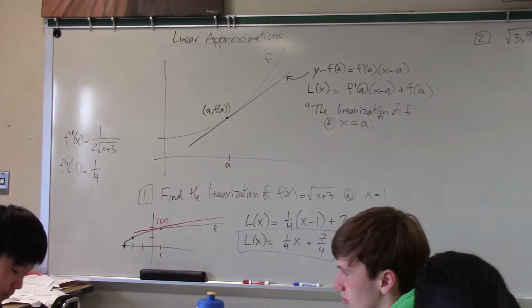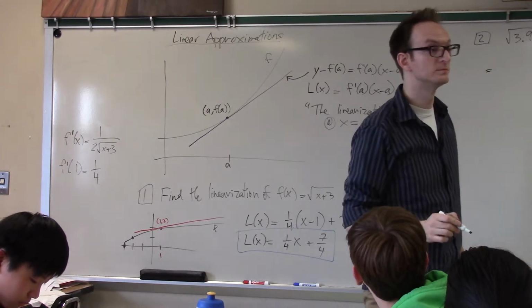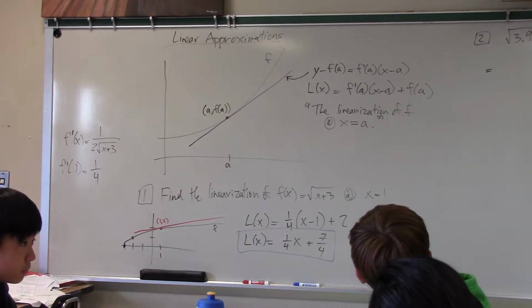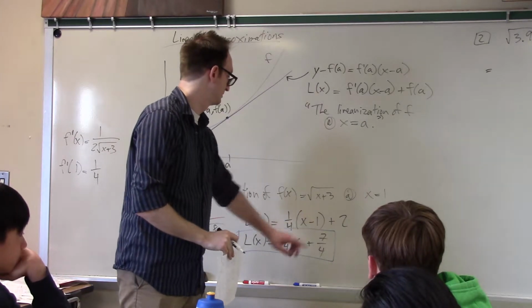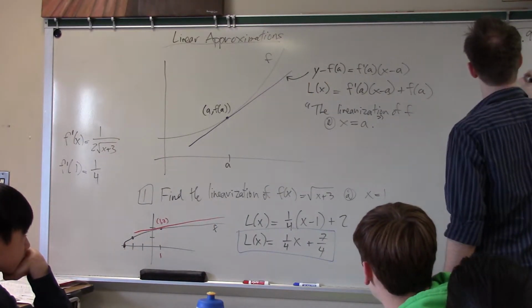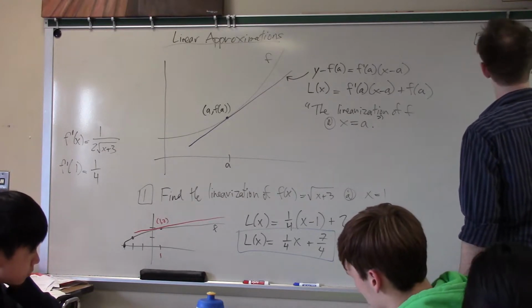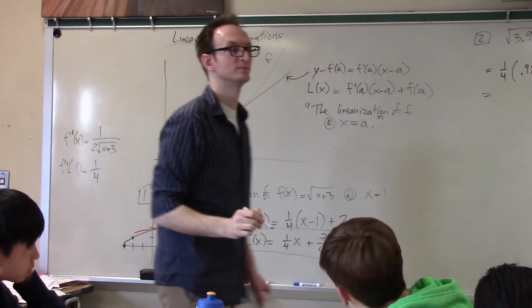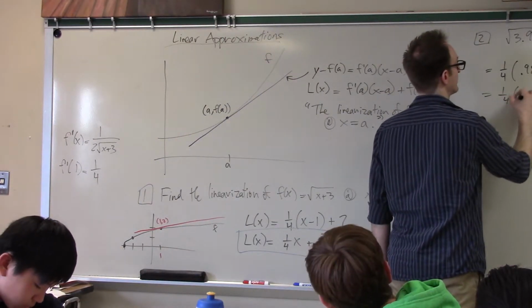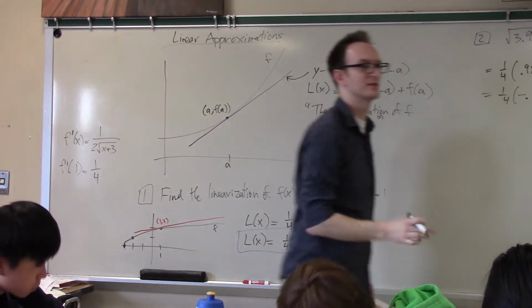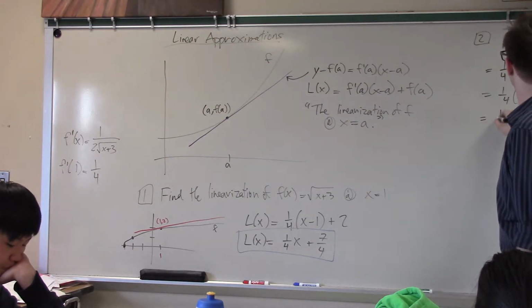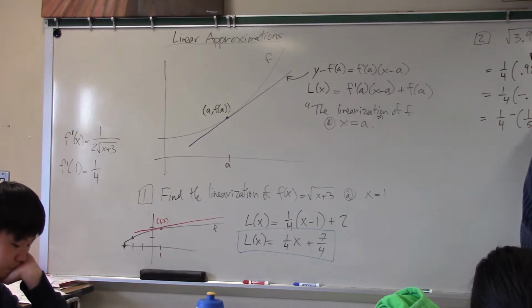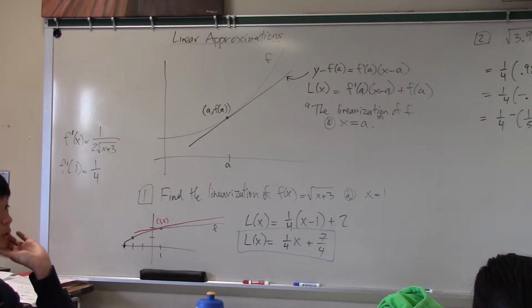If you take 0.98 minus 1, what is that? So this is going to be 1/4 times (0.98 minus 1) plus 2. It's negative 0.02, so it's 1/4 times negative 0.02. Sorry, I'm going really fast. Are we okay with this? That's negative a 50th, so it's 1/4 times negative 1/50th plus 2. That's 399 over 50.